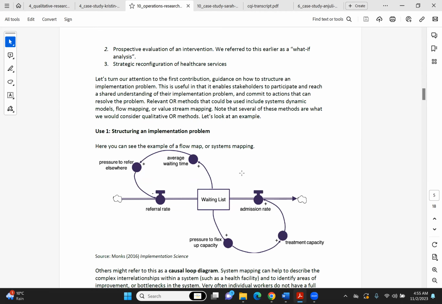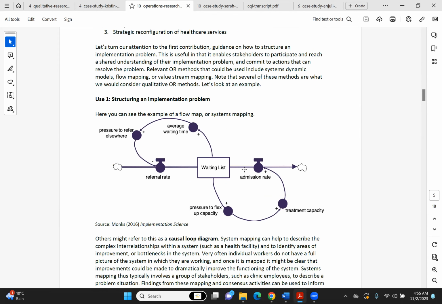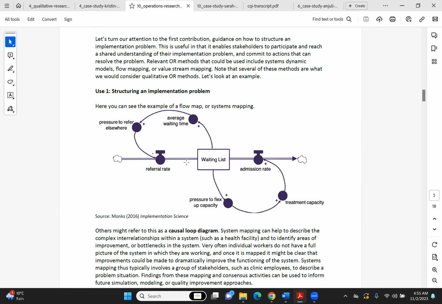So one of the things is structuring an implementation problem, where we break down all the steps of the problem and see where exactly and how things are positively or negatively affecting a particular step. Like they have given this example of the waiting list of the referrals and also the effect on admissions.